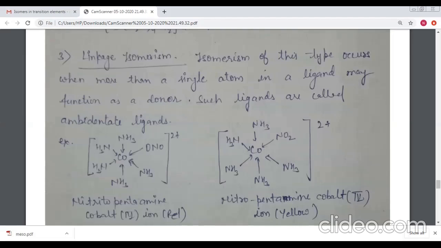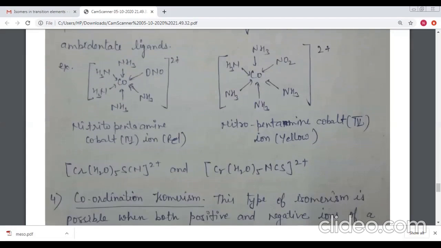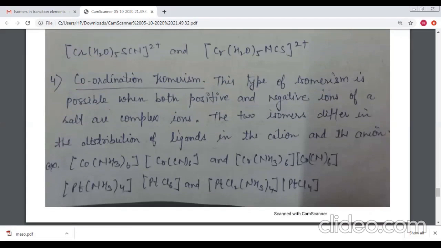In the first case, the oxygen is directly attached to the cobalt, but in the second, the nitrogen is directly attached to the cobalt. So this type of isomers is called linkage isomers. Now come to the coordination isomers. This type of isomerism is possible when both the positive and the negative ions of a salt are complex ions. The two isomers differ in the distribution of ligands in the cation and the anion.